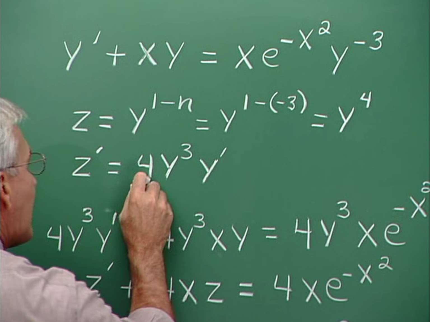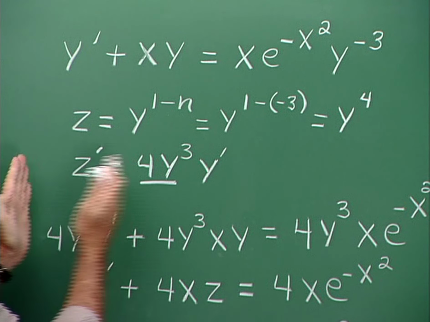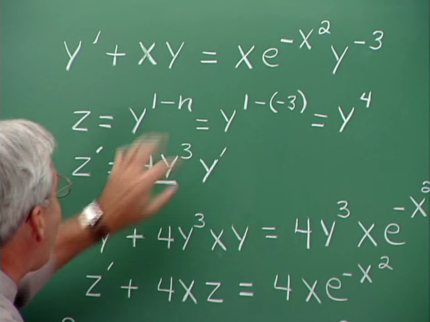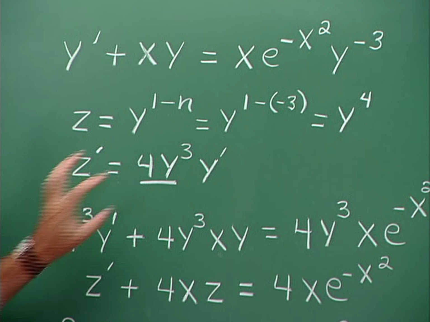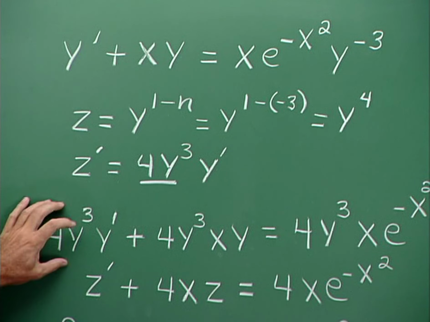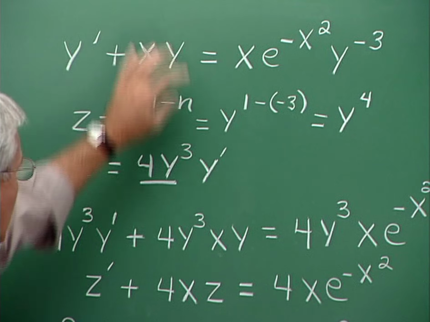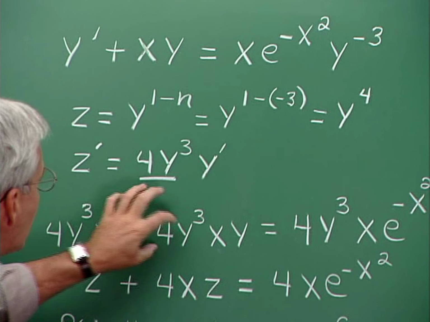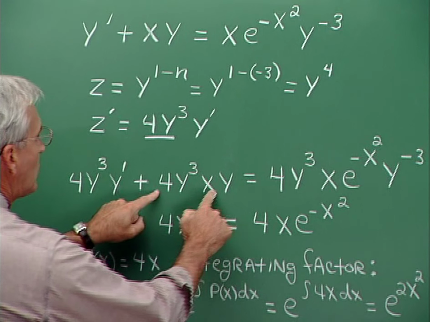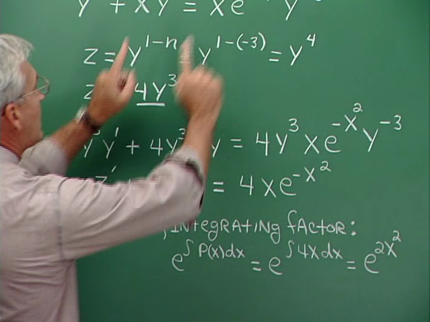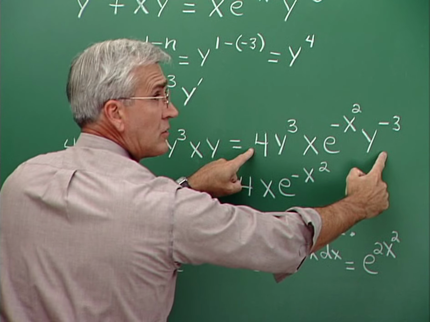Now we identify this part of that z prime. These two factors we're going to multiply times every one of these terms upstairs. So it's 4y cubed times y prime, 4y cubed times xy. I'm simplifying a little, getting a little ahead of myself, but it's 4y cubed times the xy, then it's 4y cubed times the right side. So we have all of this.